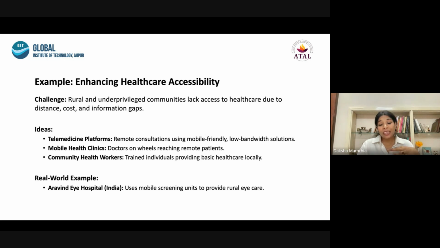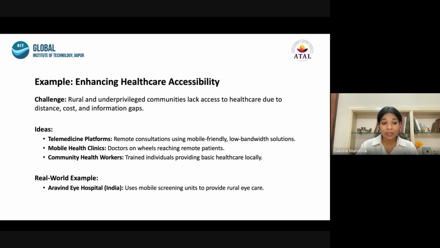Okay. So they are providing mobile services, as in they're taking well-equipped vans for eye screening, and they're taking doctors with them to rural areas. They're providing services like eye checkups and the lenses there and then, because the problem was that rural areas and these underprivileged communities lack healthcare due to distance, no infrastructure, not a good healthcare infrastructure in their place. So all of these things were problematic, of course.